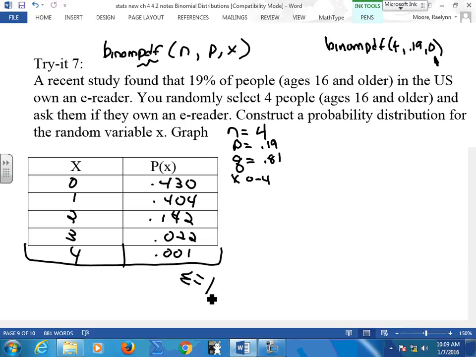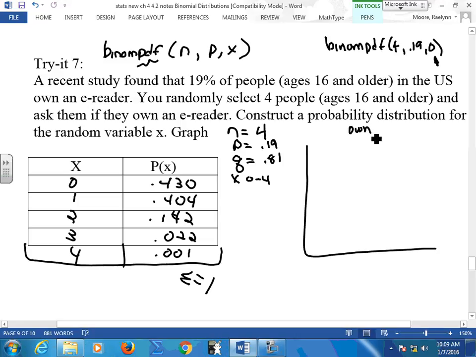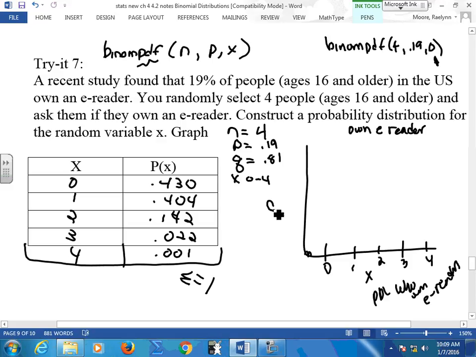So now we're going to make a graph. We're going to see who owns an e-reader. Your x values go here. You can have 0, 1, 2, 3, 4 people who own e-readers. What goes on my y-axis? My probability, my P of x.